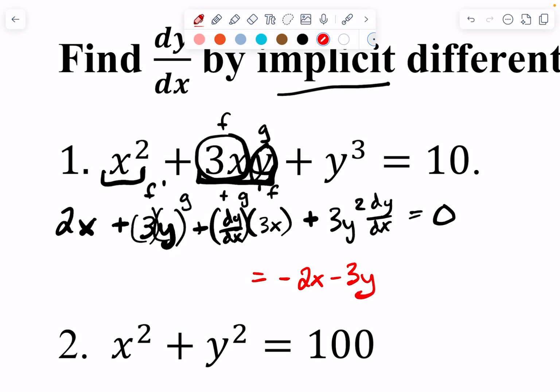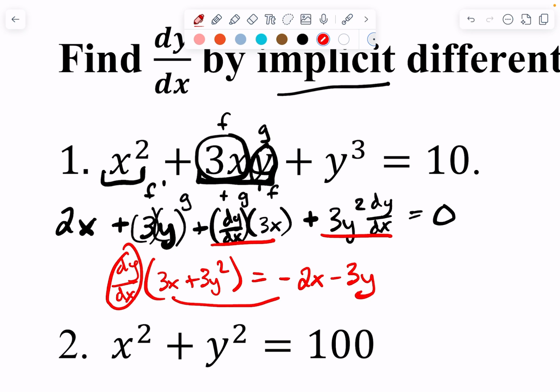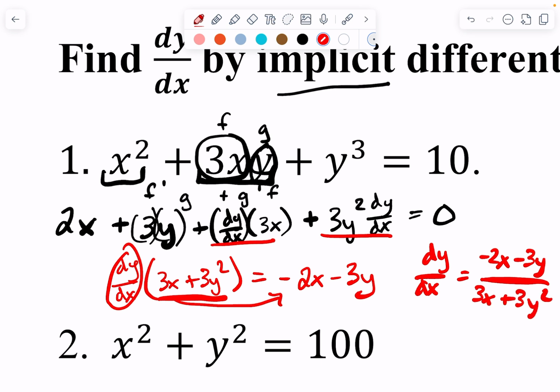And then I'm going to kind of cheat also. These 2 pieces that are left over here, if I take the dy dx out in front, I am left with 3x plus 3y squared. Is that right? 3x plus 3y squared, I think. Okay, then to get dy dx by itself, I'm just going to divide. So dy dx will be negative 2x minus 3y all over 3x plus 3y squared. That's what my dy dx will be.